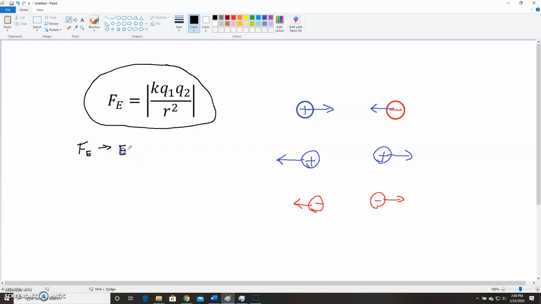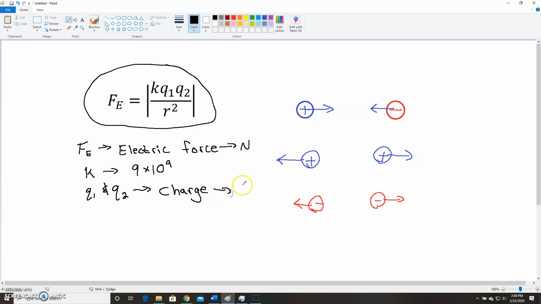Fe, that's the electric force. The electric force, like all forces before it, is measured in newtons. K is a fundamental constant. It is 9 times 10 to the 9th. Q1 and Q2. The letter Q stands for charge. C was already taken for capacitance, so Q was left over for charge. We measure charge in a unit that we call coulombs, and coulombs is abbreviated with a capital C. And r, last bit, is their separation distance.